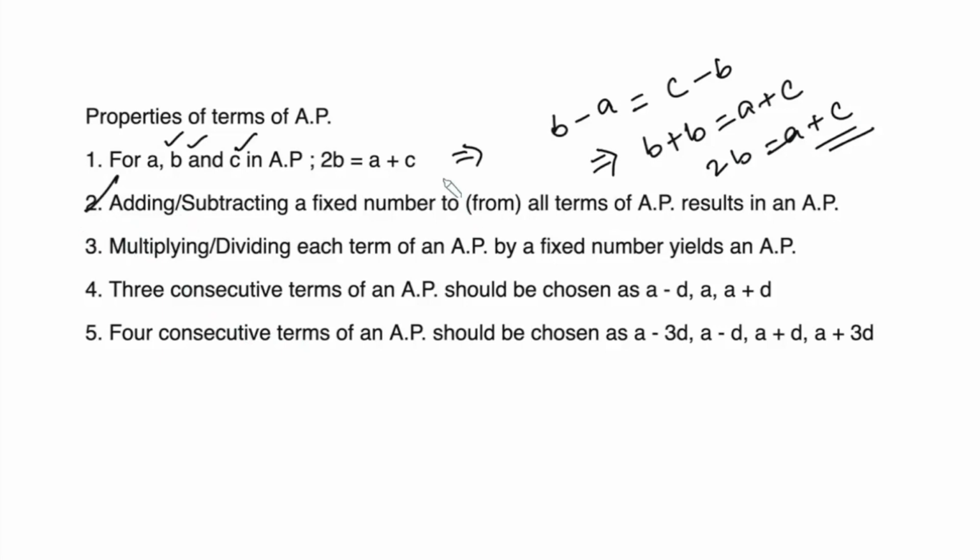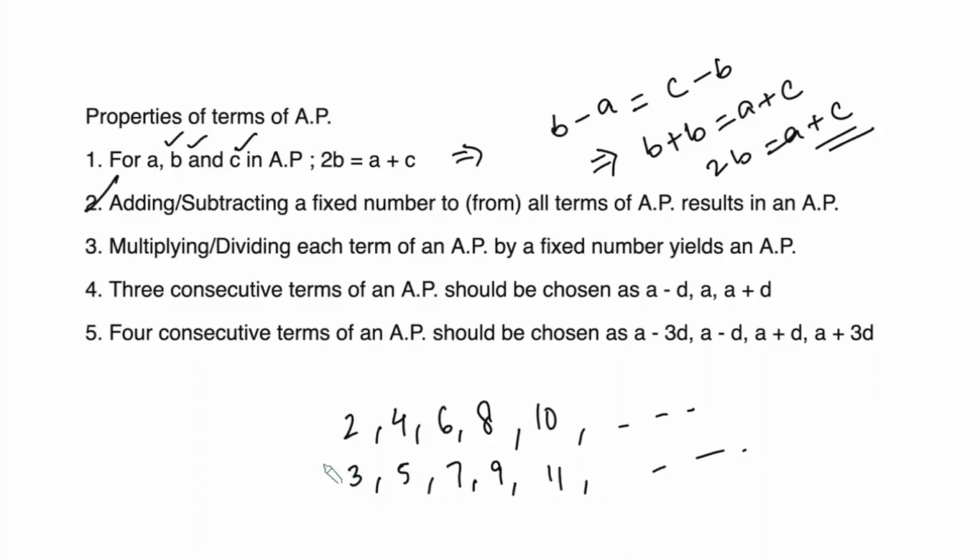Adding or subtracting a number to or from an AP results in an AP. For example, if you have an AP 2, 4, 6, 8, 10, and so on, if you add 1 to each term, we'll get 3, 5, 7, 9, 11, and so on. This is still an AP because the common difference is the same. Same thing applies for subtraction.